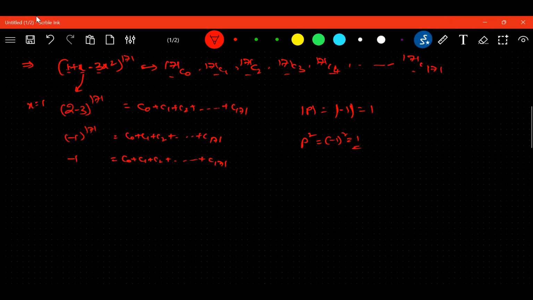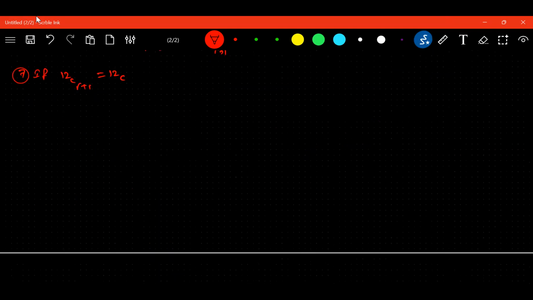Sir, if 12C (R plus 1) is equal to 12C (3R minus 5), where R is greater than 3, then R equals to? Then R equals. See here.